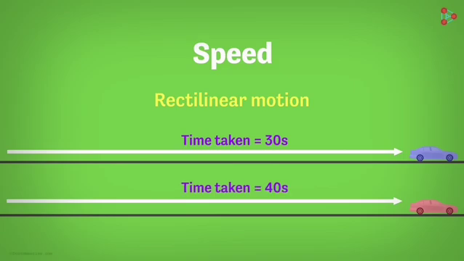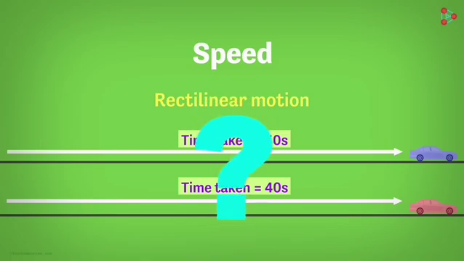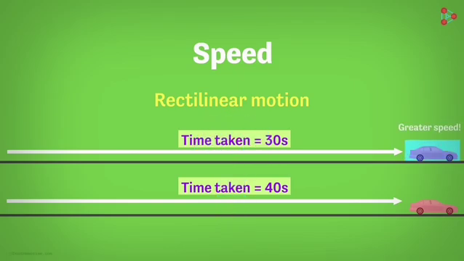The blue car covered the path length in 30 seconds, while the red car covered the same path length in 40 seconds. Which one of them was moving with greater speed? By intuition, we can say that the blue-colored car was traveling at a greater speed than the red one. Why? Because the blue car covered the same distance in lesser time.